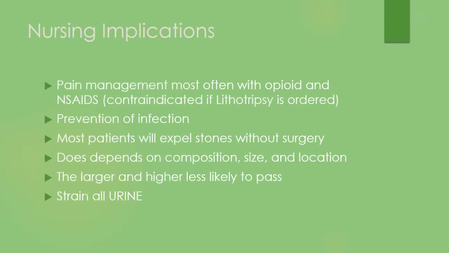Okay, so what are some of the nursing implications? Well, we definitely want pain management. It's most often done with opioids and NSAIDs. You want to prevent infections. Most patients will actually expel the stones without surgery. It does depend on composition, size, and location. The larger and the higher, the less likely they're going to be able to pass, and then they're going to have surgery. So you definitely want to strain all urine to look for the stone.